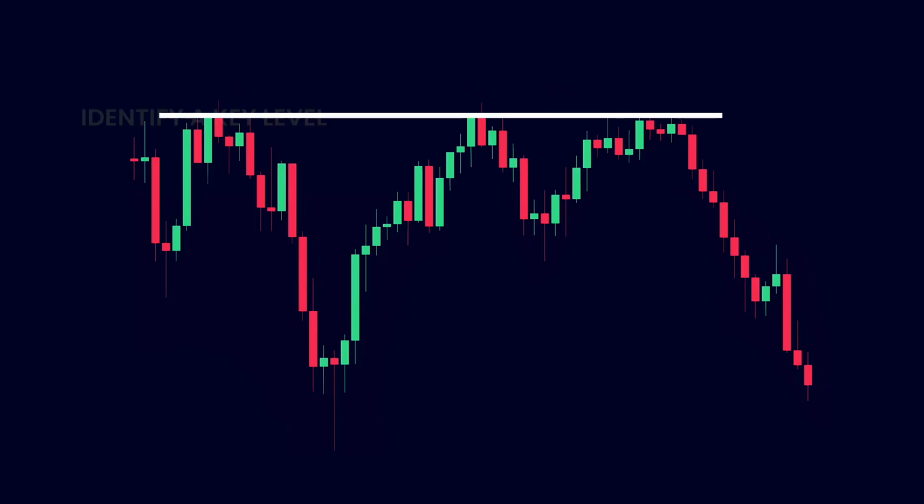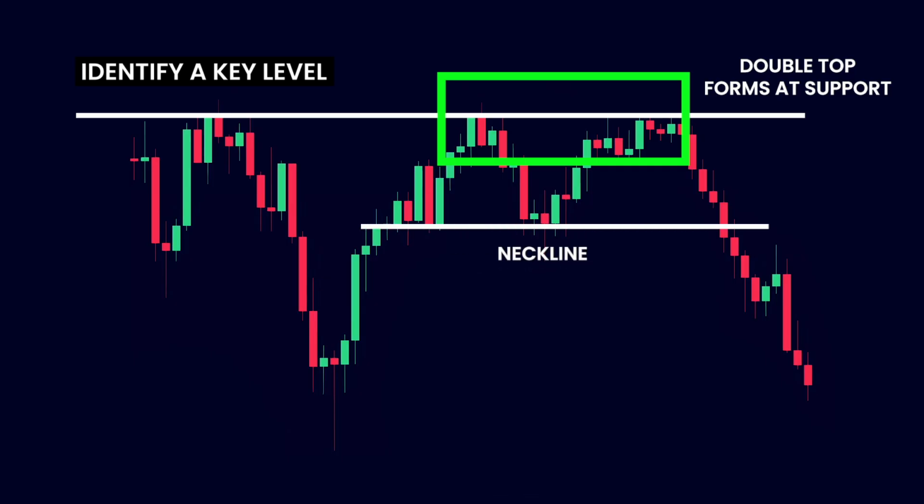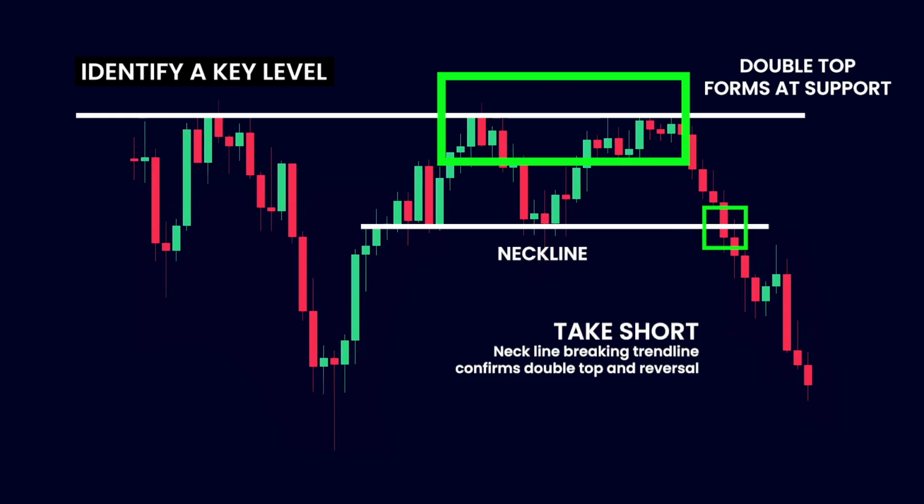First, identify a key resistance level based on past price reversals. As price revisits this area, a double top pattern forms. To confirm the pattern, place the neckline at the swing low. When price breaks below the neckline, making a lower low, the downtrend is confirmed. That's when you'd enter a short position on lower time frames.